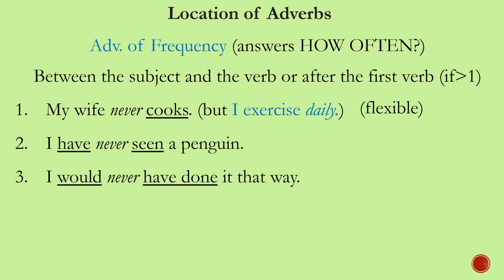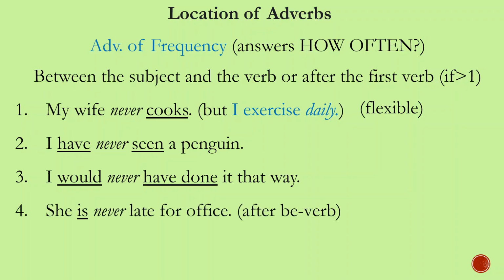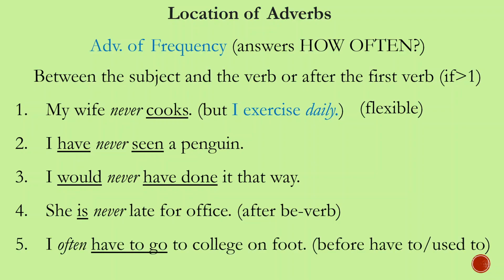Now look at sentence number 4. She's never late for office. Here, the adverb of frequency, never, comes after the verb is. Now look at sentence number 5. I often have to go to college on foot. Here, the adverb of frequency, often, comes between the subject, I, and the verb phrase, have to go.